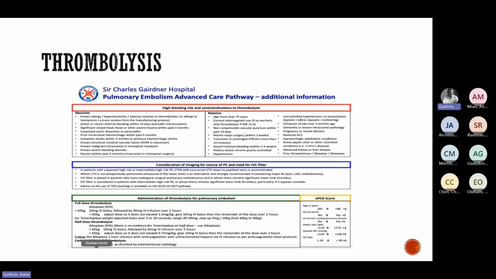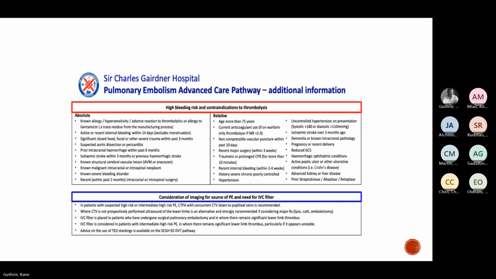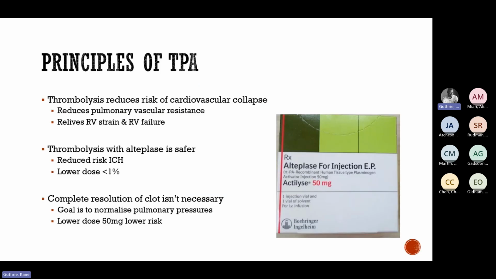There are some criteria that are absolute, so we worry about increased risk of bleeding, and then there's some relative contraindications to having that as well. So this is your screening pathway, so I encourage you all to have a look at it. So the principle of giving someone thrombolysis is that it is reducing the risk of cardiovascular collapse, okay?